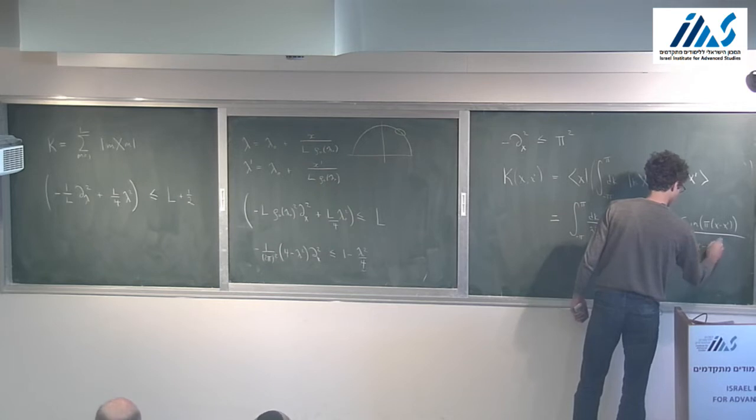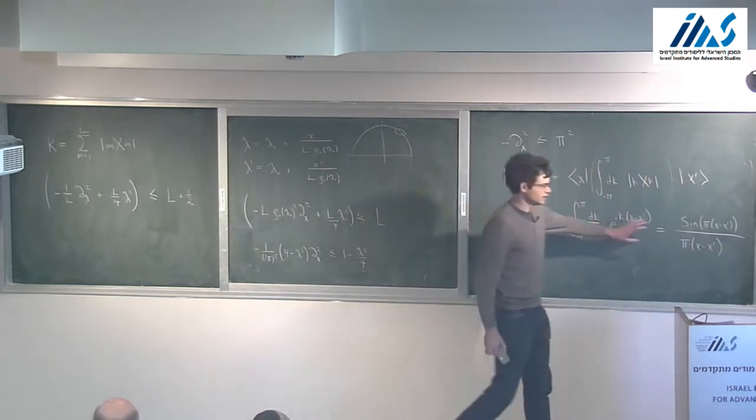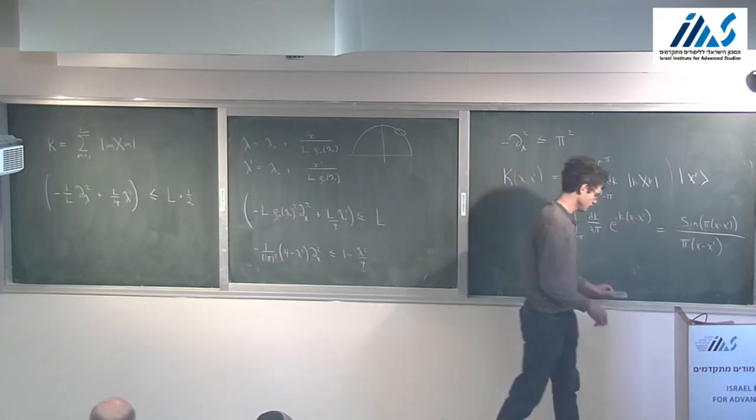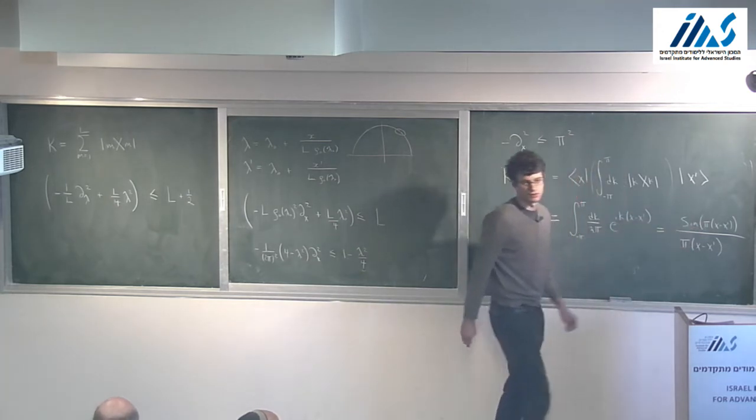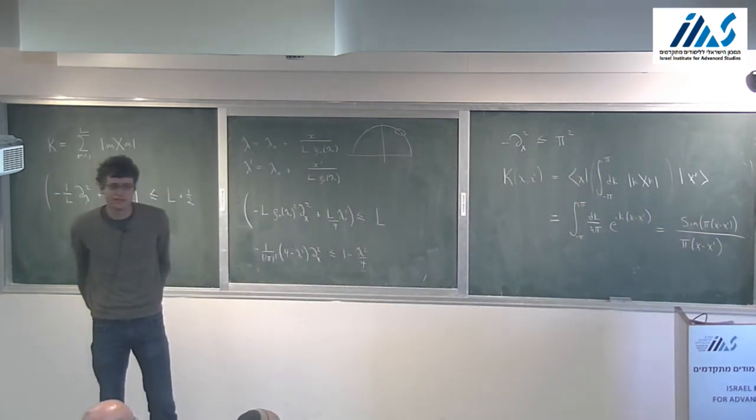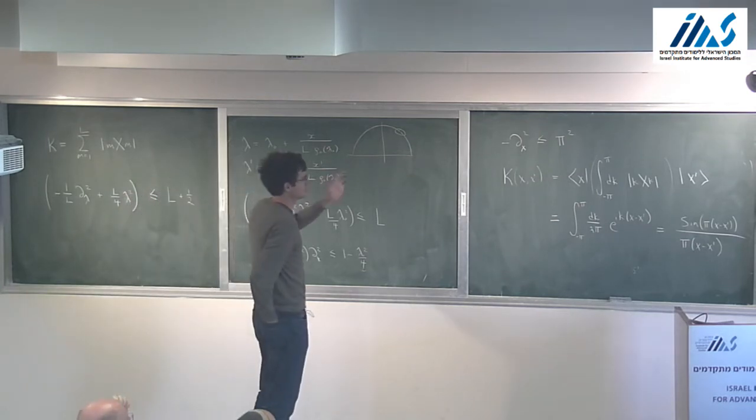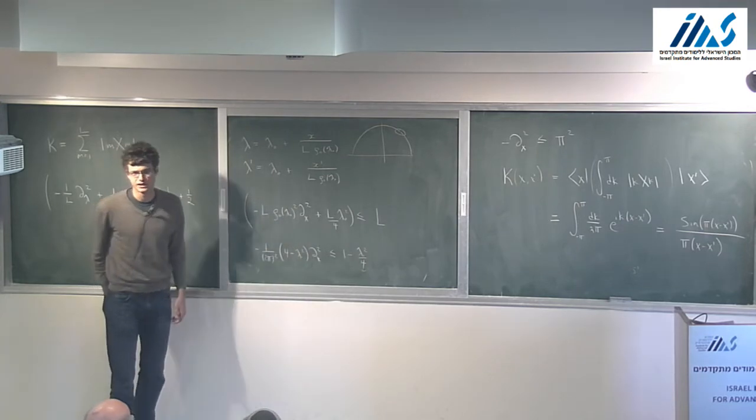Okay, so this is the answer for the kernel in this limit. This is a very famous expression. This expression here is called the Dyson sine kernel. And we derived it here for the case where the potential is just lambda squared over 2, this GUE case.